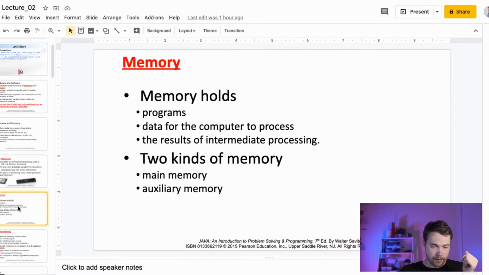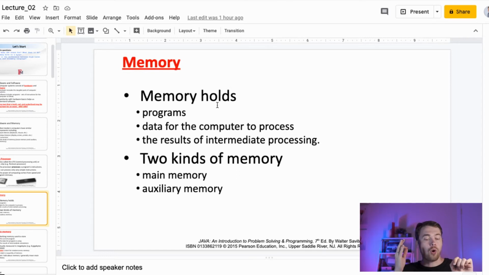Moving on. Memory. Okay, so what does memory do? Probably obvious, right? Memory holds programs, data for the computer to process, and the results of intermediate processing. Imagine you write some kind of program which adds two numbers together. So let's say number A, which is 5, and number B, which is also 5. So the memory needs to hold the operation, the plus, how it's going to add one thing to another. That's one. So that would be the program.